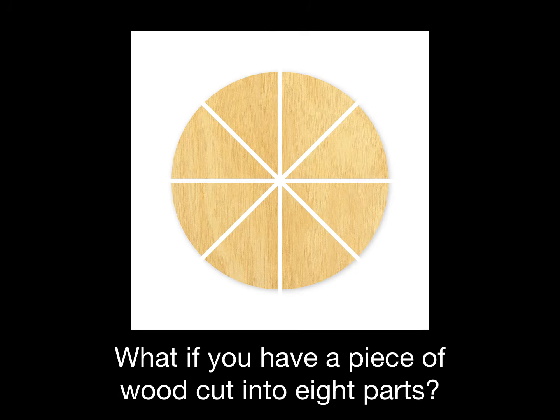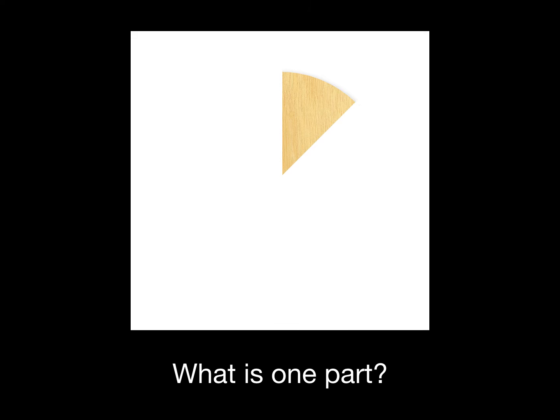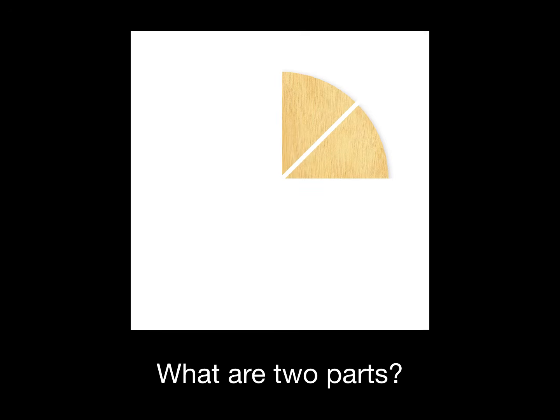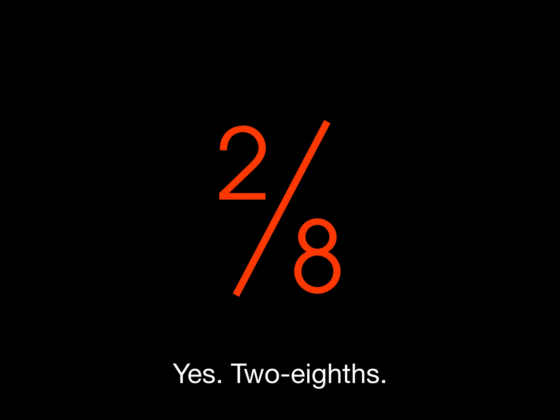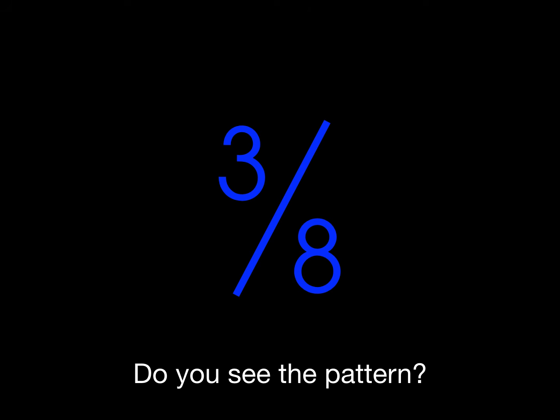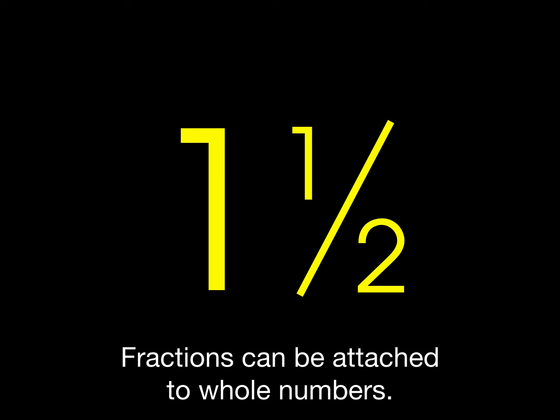What if you have a piece of wood cut into 8 parts? What is 1 part? 1 part is 1 over 8, or 1/8. What are 2 parts? Yes, 2/8. 3 parts? Yes, 3/8. Do you see the pattern? Good job. Well done.